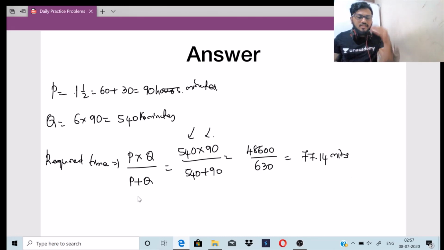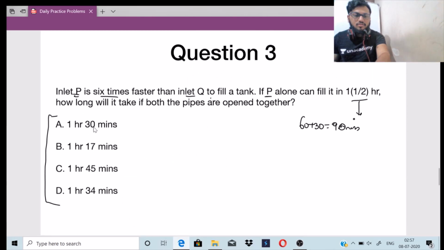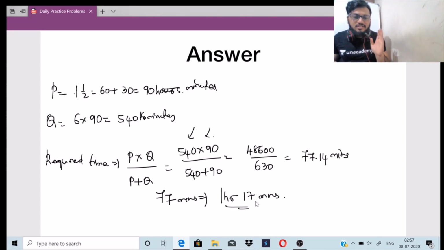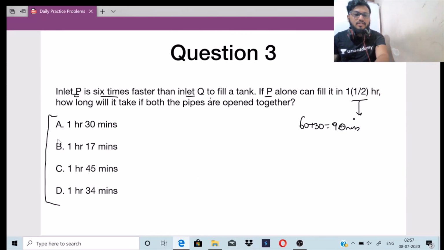But in the question they had asked in hours, right? If you go back to the question, they have asked in hours. So what does 77 minutes mean? It means approximately 1 hour 17 minutes, right? 60 plus 17, 1 hour 17 minutes. You can also write 1 hour 17.14 minutes, but 1 hour 17 minutes itself will be the answer. So here it is option B, 1 hour 17 minutes.